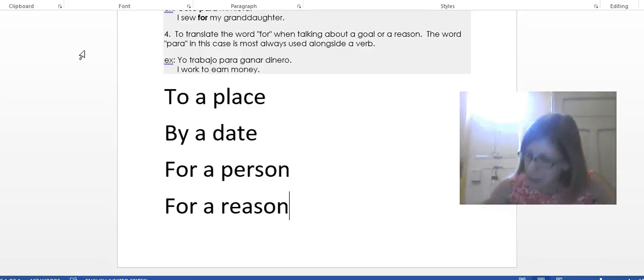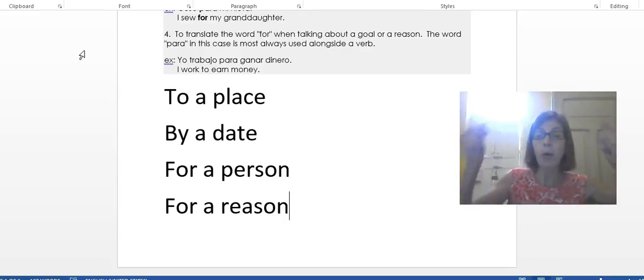Get it? When it's specific thinking, is it to a particular place? Not when you're traveling through the place, but when you're going to a specific place, just like we saw in that Rosetta Stone example a few minutes ago.